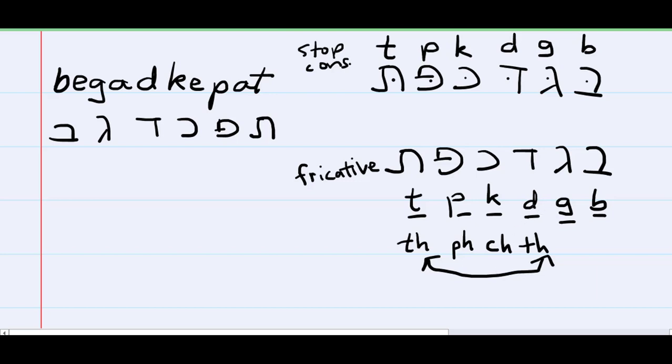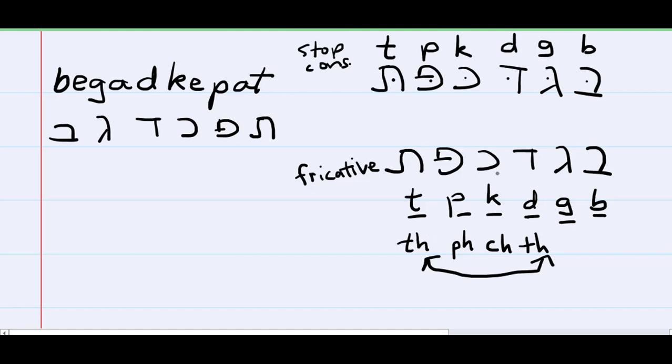The th of the d with the line under it would be the voiced th. And if the tav is lacking the dagesh dot, it's a voiceless th, as in thin, or Thor, the superhero.